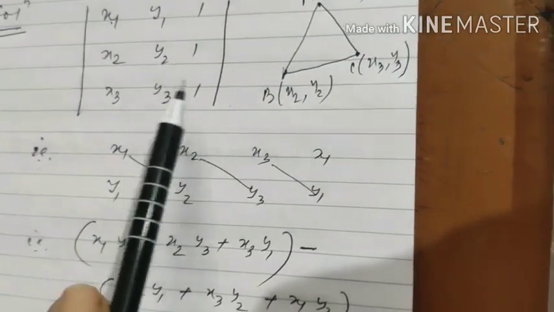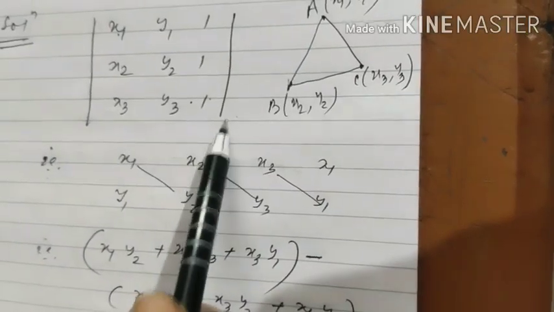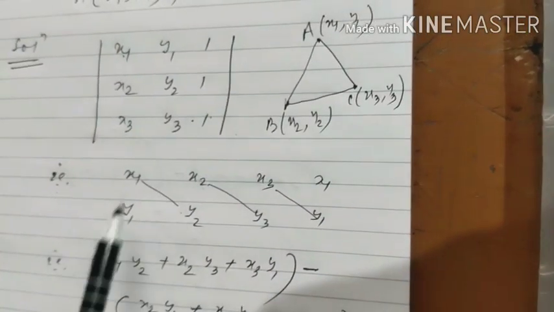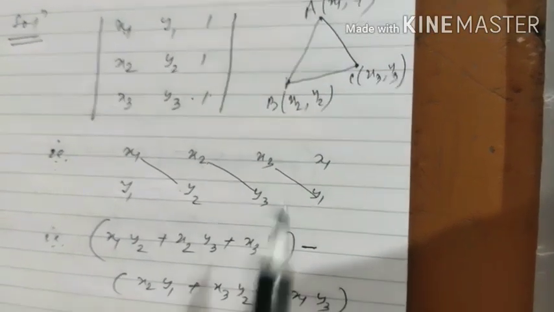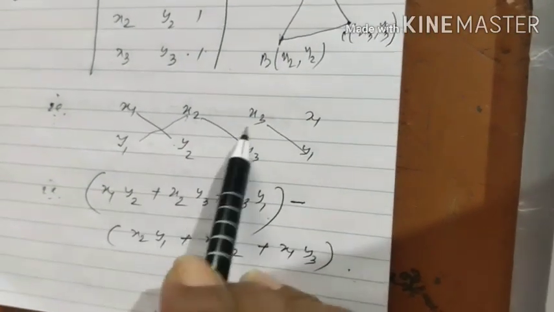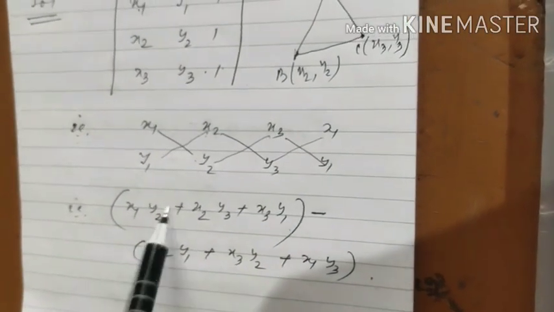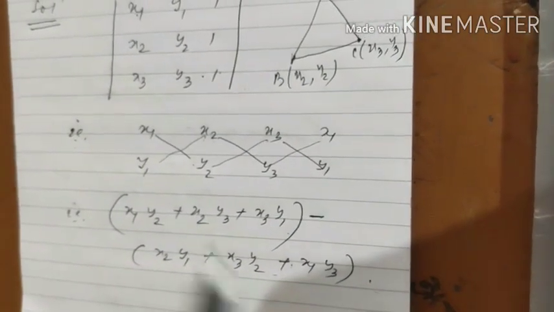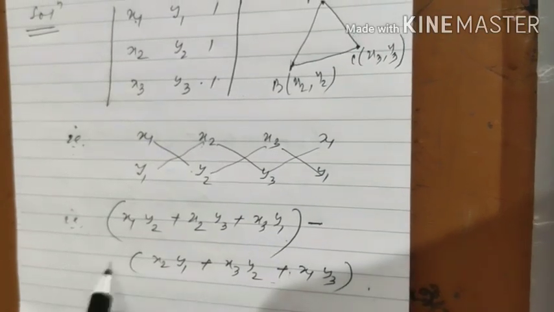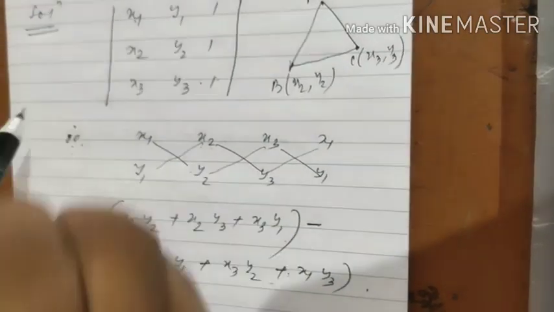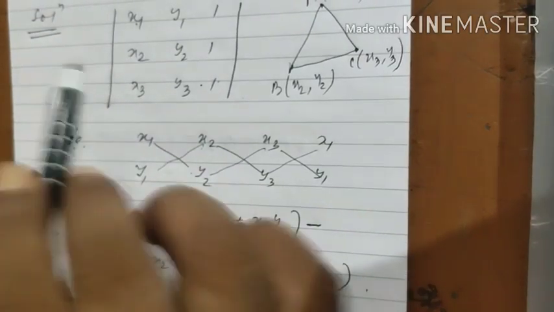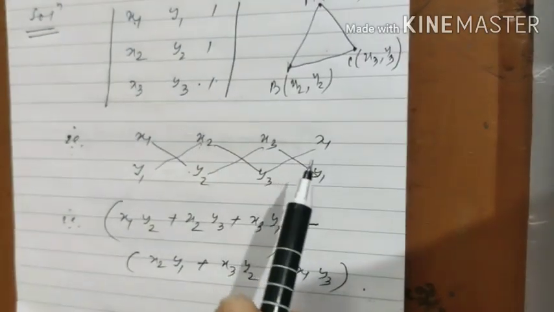So automatically we have to write it this way. You have to find out the determinant. That formula cannot be taken. Just a Sarrus diagram can be taken: x1, y2, x2, y3, x3, y1, add them, and next x2, y1, x3, y2, x1, y3 can be added, and these two terms can be subtracted. The answer is this way. This way you have to find the determinant, and that is the area of a triangle.